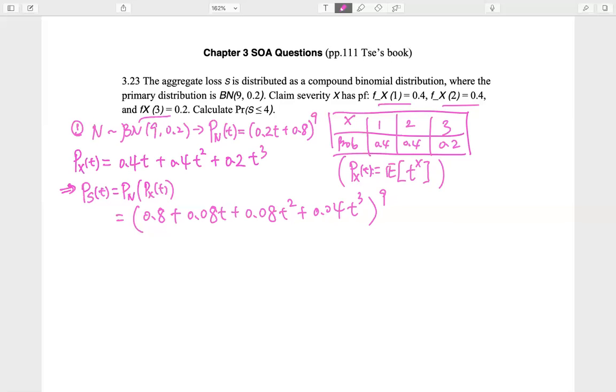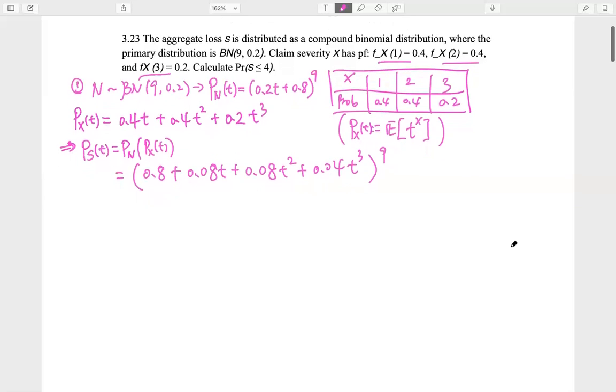Basically, in order to apply the result we have, we need to differentiate. But for the first one, we know the probability that S equals 0 is nothing but the PGF at 0. So when you put everything in, you will get obviously 0.8 to the 9th. You can calculate the result if you want, but for the SOA exam, you can keep this at the moment because this is not what we want. We want S equals 0, 1, 2, 3, 4. We need to calculate 5 of them.